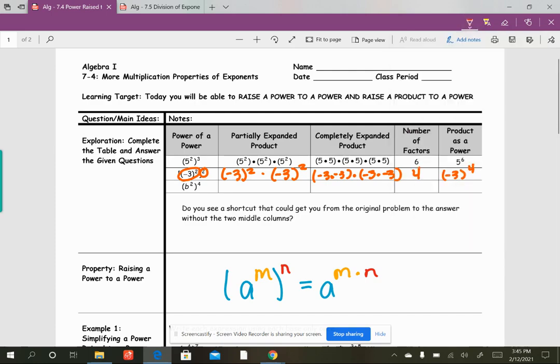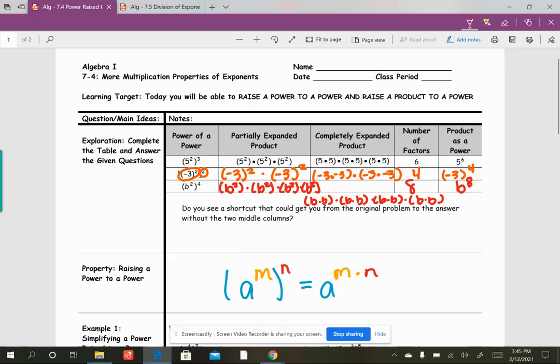Okay, let's look at the one underneath. So we have b squared to the 4th power. So I'm going to take b squared and multiply it by itself 4 times. And then I'm actually going to take the b squared and multiply that out, again, still 4 times, but do b times b inside of those so that we can see all the factors that are truly being multiplied together. So then count up your factors. You have 1, 2, 3, 4, 5, 6, 7, 8. So I have 8 factors of b. So this ends up being b to the 8th power.